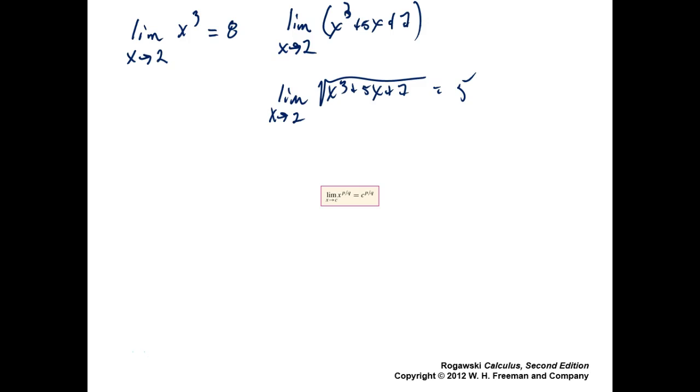Now let's see if they got it right. They got 8, they got 25, and they got 5. Good for them. Let's see. Example 2 they don't have either, so I'm going to do example 2.